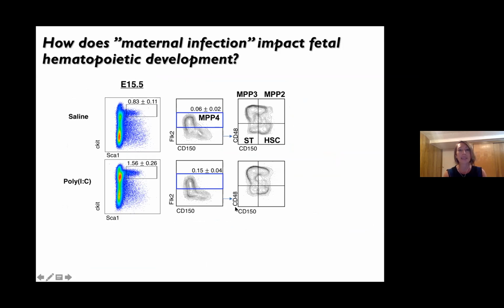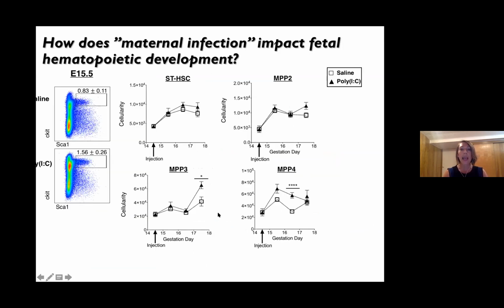Now, when we examined these different subsets during the fetal period, immediately following our poly-IC injection, what we observed was that our lymphoid biased HSCs, MPPs, which are defined by FLT3 expression, shown here, were significantly expanded in our treatment condition. And when we again track this over fetal development, we can see that our MPP4, this lymphoid biased multipotent progenitor, is initially significantly expanded. And we do also see some expansion of our MPP3.